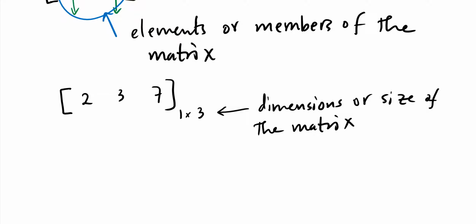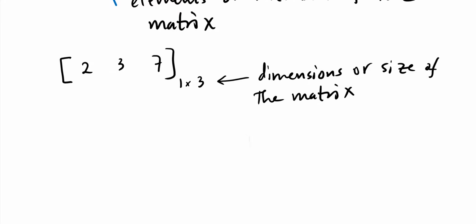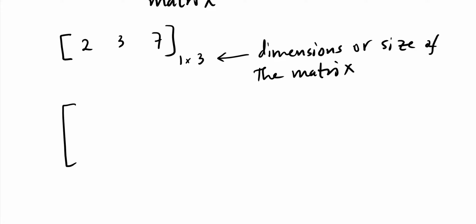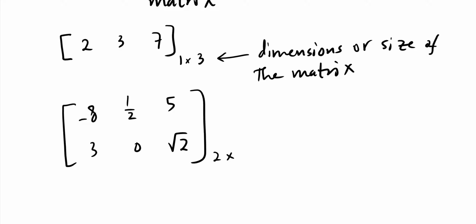If we look at another example, negative 8, 3, 1/2, 0, 5, square root of 2. This is 2 rows by, even if you want to add more, you can do so, 3 columns. This is 2 by 3.